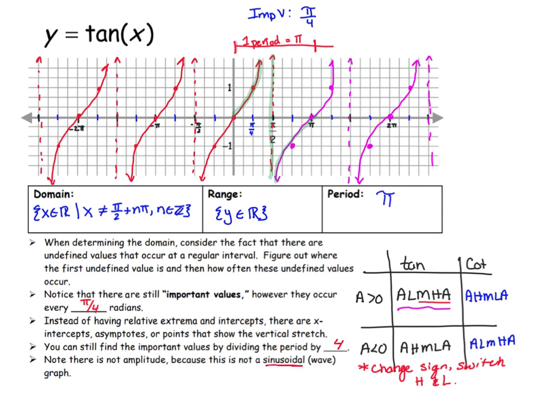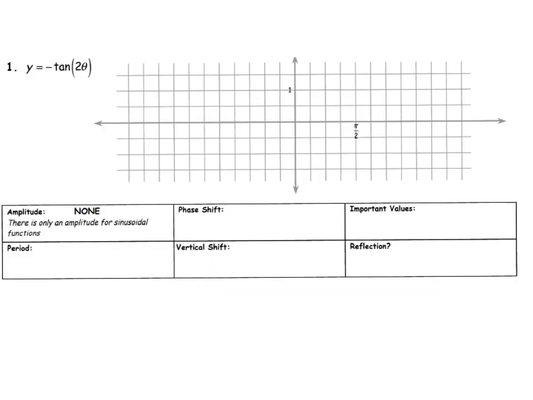The rest of the stuff you could actually just kind of figure out. And again, sinusoidal means a wave function like sine and cosine, something that goes like this. Again, cosecant and secant are not sinusoidal, and also tangent and cotangent are not sinusoidal. Anything that's sinusoidal, which is like a wave function, would be sine or cosine. Okay, so let's start by answering the bottom part of our chart.